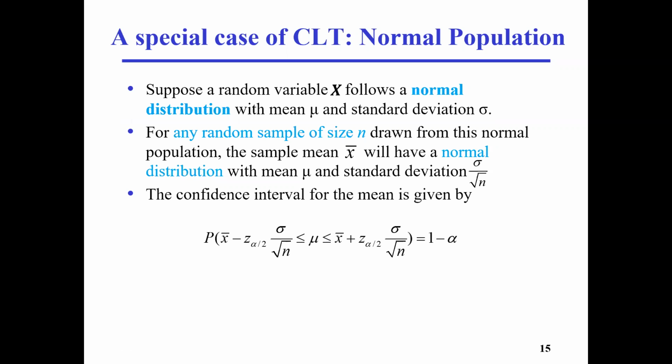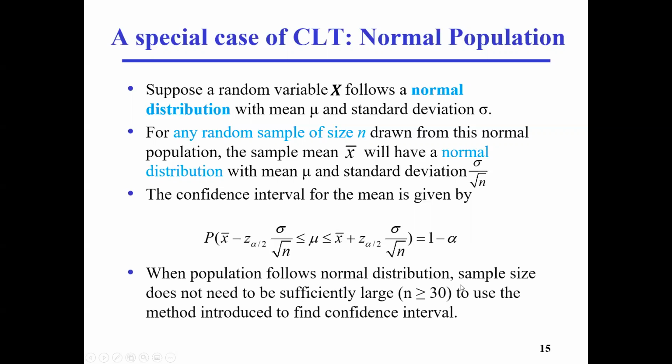Okay, so if you are facing this scenario, or say you're confident that your population is following a normal distribution, or your population is very close to a normal distribution, then you can just relax the requirement of sample size. So when the population follows a normal distribution, sample size does not need to be sufficiently large to use the method introduced to find the confidence interval. Okay, so this is the case if your population is normally distributed.